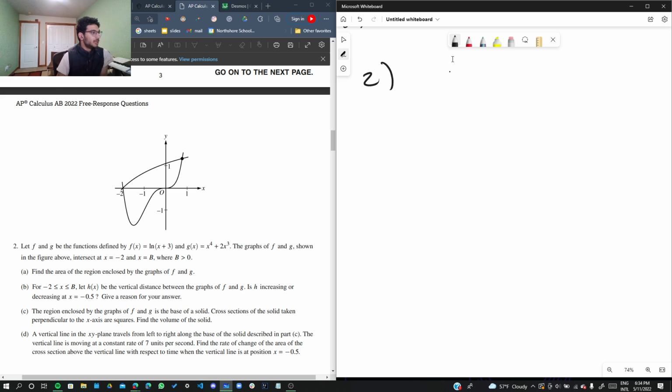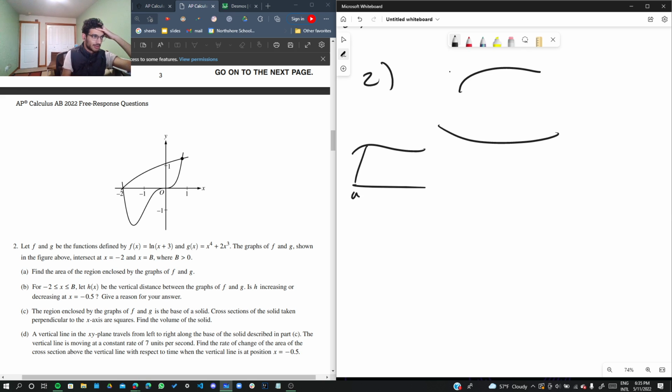Let f and g be functions defined by f of x equals natural log of x over 3 and g of x equals x to the fourth plus 2x cubed. Oh, and by the way, this is the first time I've ever seen this problem, so that's interesting. Okay, find the area enclosed by the region f and g. So think about areas, the integral gives you an area, right? So if you just take the integral, like this is from a to b, right?